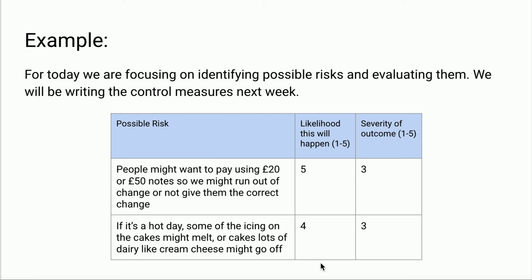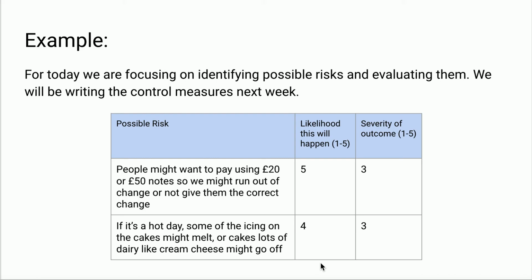So I've written down 2 possible risks for our bake sale. I've said that people might bring in £20 or £50 notes that they want to pay with, so we might run out of change, or we might not give them the correct change if they're buying with such large amounts of money. The likelihood that this will happen, I've said, is almost certain. I'm almost certain that someone will show up to our bake sale with a £20 or a £50 note. The severity of outcome, if I had to turn them away from the bake sale, or if I gave them the incorrect change, I've said that would be quite bad for us. That would be a 3.